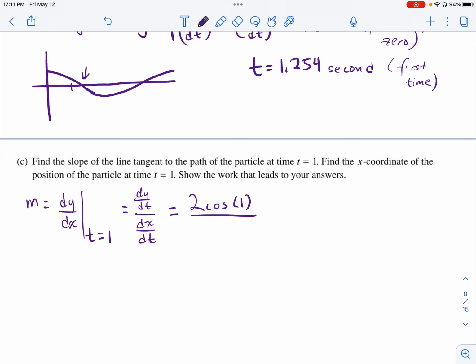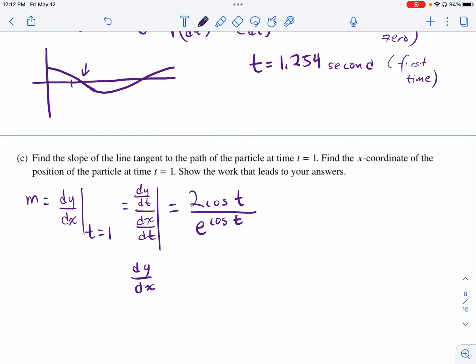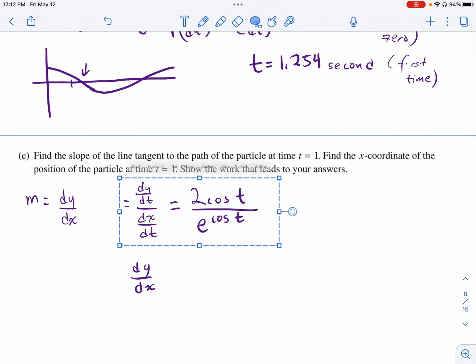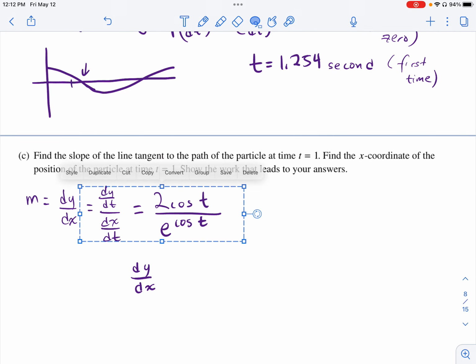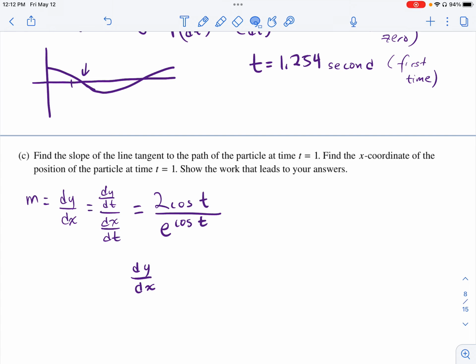Actually, let me write this with t, and then we'll show that we're evaluating it at 1. Then dx/dt is going to be e to the cosine of t, that is given. And so we can say dy/dx is equal to that. I've got to be very careful about what we communicate here. All right, so dy/dx is equal to that, so we got that there.